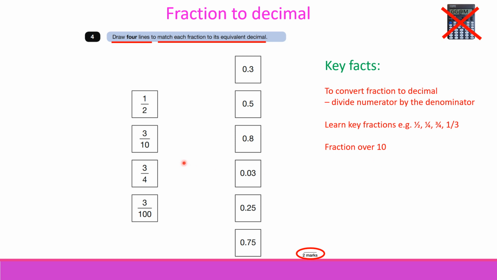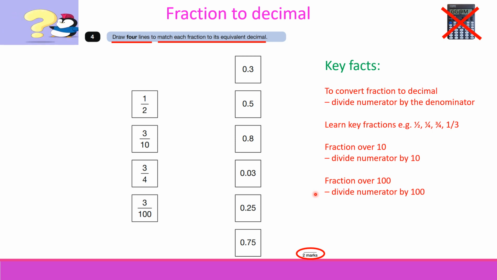If your fraction is over 10, like this one here, it means you need to divide your numerator, the number at the top, by 10. And if your fraction is over 100, like this one here, you are going to divide your numerator by 100. Remember, when we divide by 10, all the digits move 1 place to the right to make the number smaller. And when we divide by 100, all the digits move 2 places to the right to make the number smaller. Press pause, have a go at working out the answer, and then press play when you're ready to hear the answer.